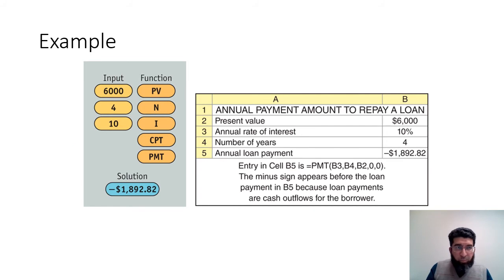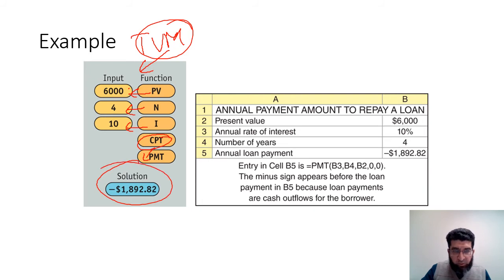However, before we go to that, you can also calculate the same with the TVM calculator, time value of money functions. You input 6,000 as present value, N is equal to 4 and I is 10%. You can press compute, get PMT, and the solution is given. So basically PMT is much faster with the TVM calculator.